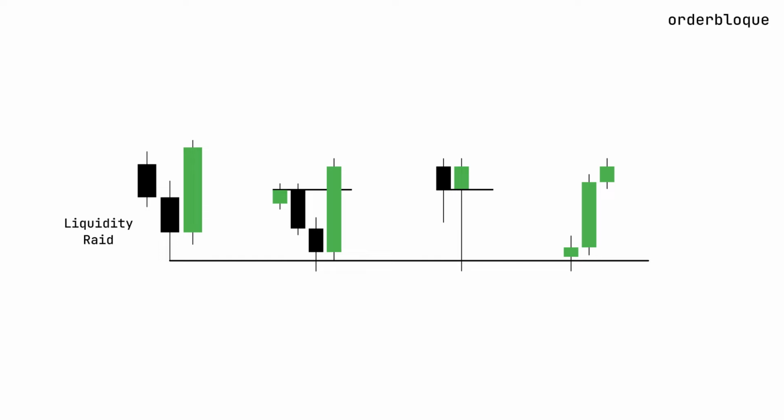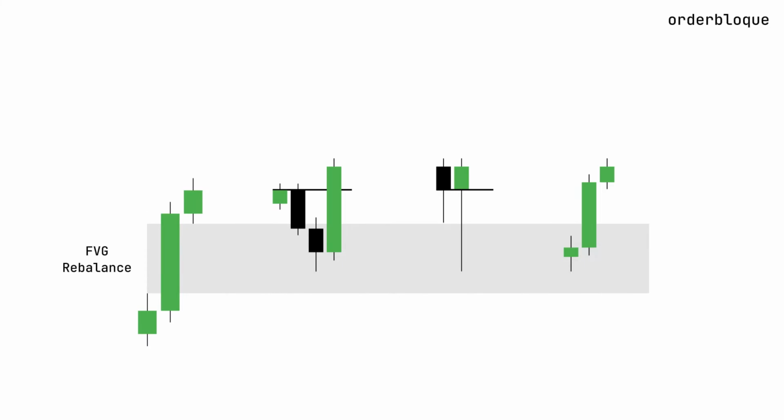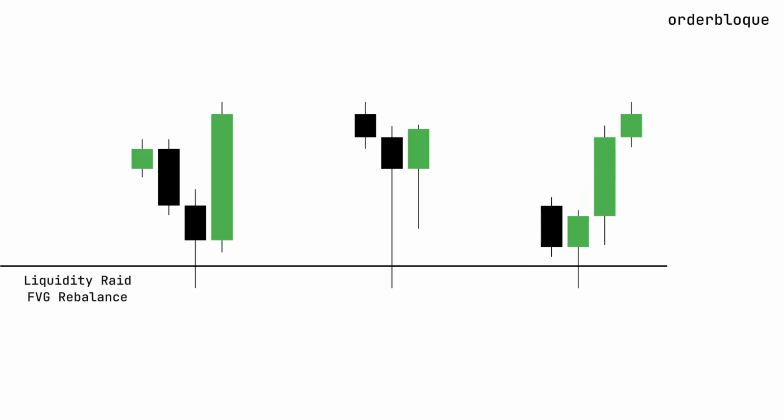But if you want to protect yourself even more, I recommend using only variables that have made a liquidity raid. The reason is simple. When price makes a liquidity raid, there's no point in returning there again. However, when price rebalances an FVG, there is still a possibility that it may return, especially if the FVG is wide enough.